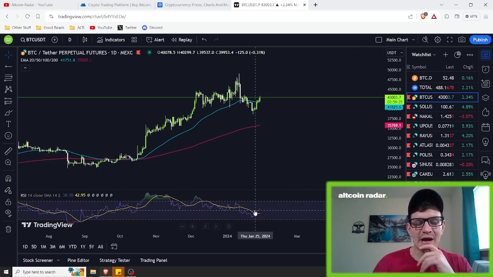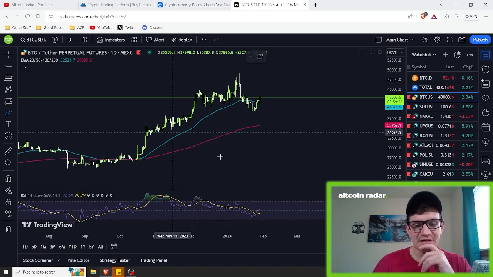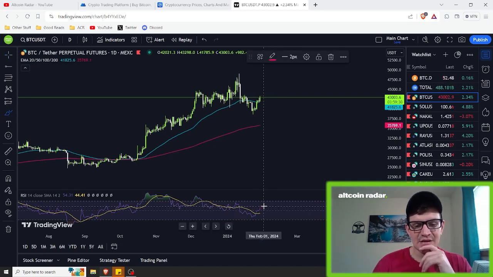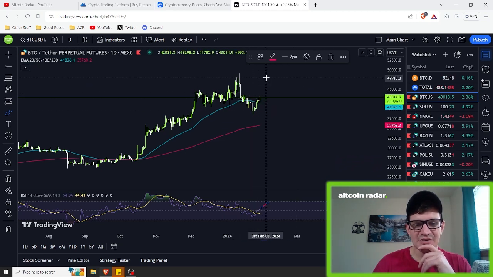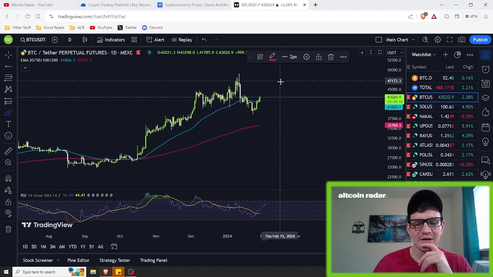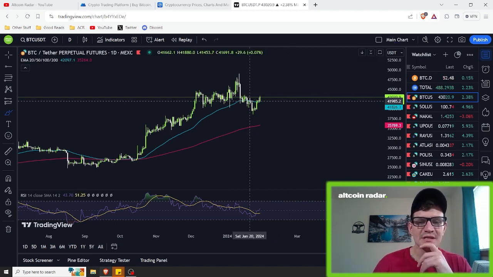Okay, so what I'm hoping to happen and what I'm expecting to happen is this RSI to continue to go higher. Okay, and again, like I was explaining with the EMAs, these EMAs to continue sloping upwards and price action continuing to make its way above both of the lines as well. All right, so basically that is how I would trade this.